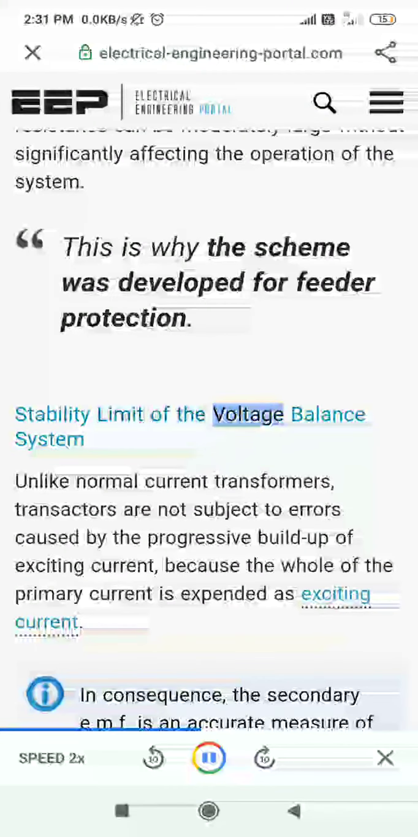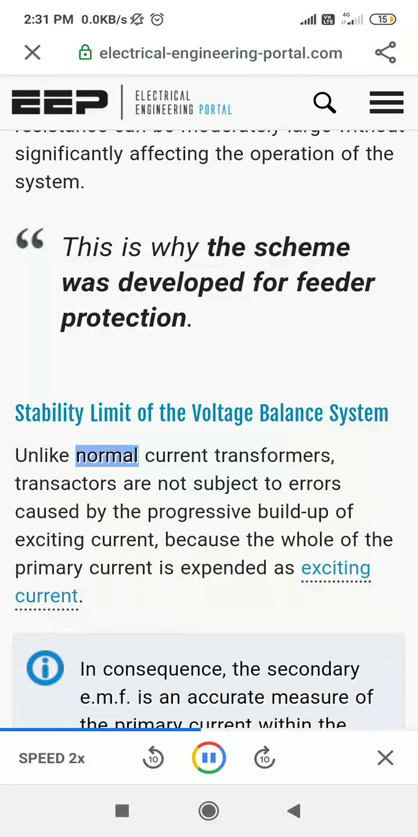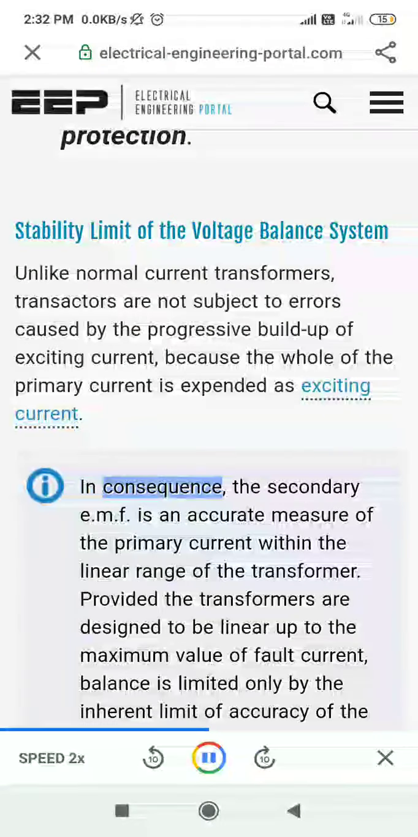Stability limit of the voltage balance system. Unlike normal current transformers, transactors are not subject to errors caused by the progressive buildup of exciting current, because the whole of the primary current is expended as exciting current. In consequence, the secondary EMF is an accurate measure of the primary current within the linear range of the transformer.